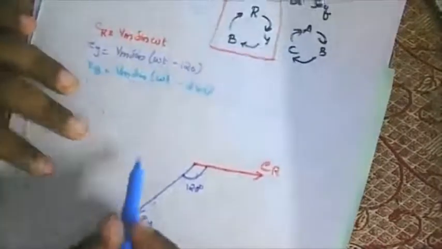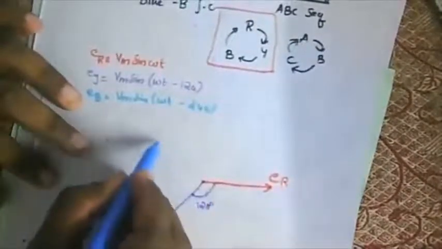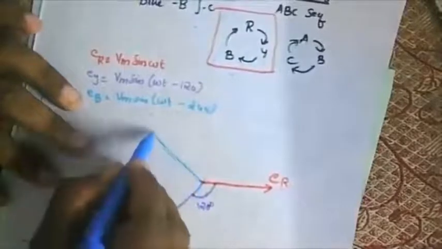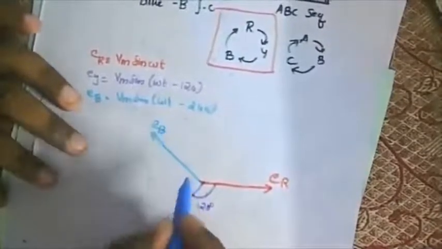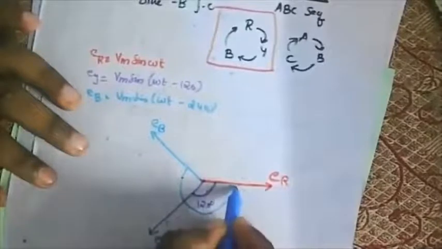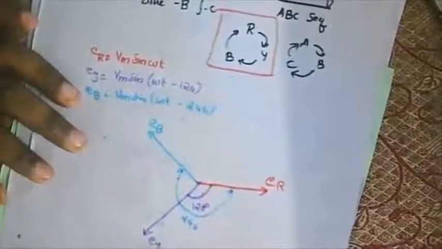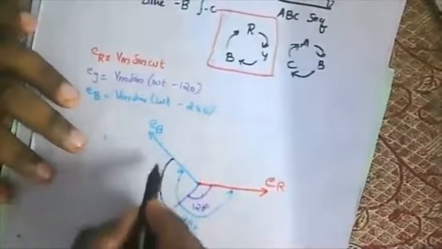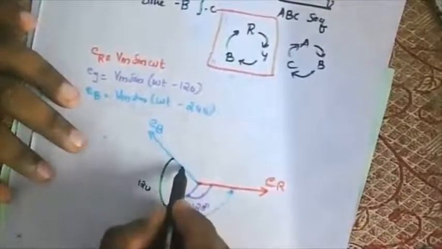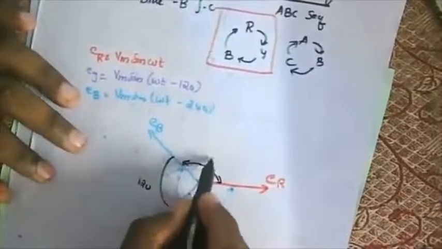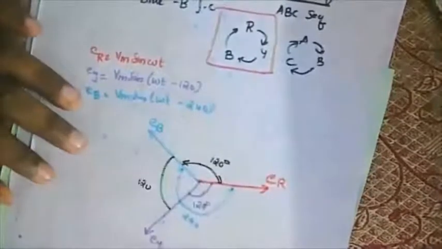I want to draw my EB. EB will be at an angle of 240, so this will be my EB. This angle is going to be 240 degrees. And what will be the angle between these two? This is going to be 120, and this is also going to be 120 degrees.